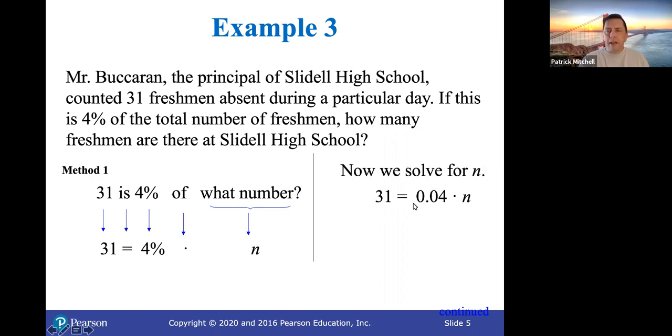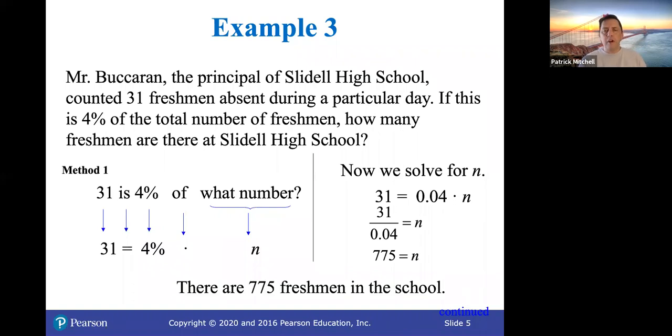Change 4% into 4/100. And now to solve this equation for n, you would divide both sides by 4/100. And then ask the calculator, what is 31 divided by 4/100? And you should come up with 775. So there are 775 freshmen at Slidell High School.